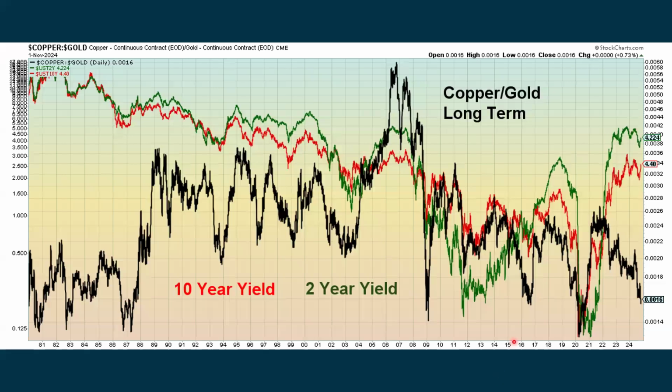Here's a long-term chart of the copper to gold ratio that's in black where it's going down. We also plot the 10-year yield in red and the 2-year yield in green. Over the last decade or so, they've had a tendency to move in the same general direction. For quite a while now, we've been seeing them go in opposite directions. We're seeing interest rates going back up as the copper to gold ratio is going down, as the market is adjusting to a new kind of economic environment.